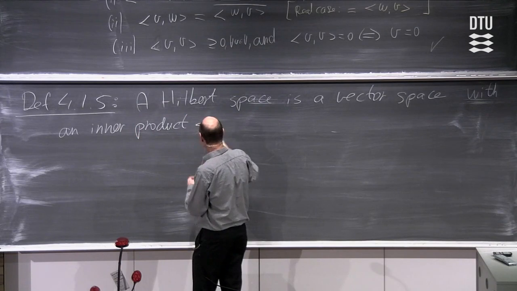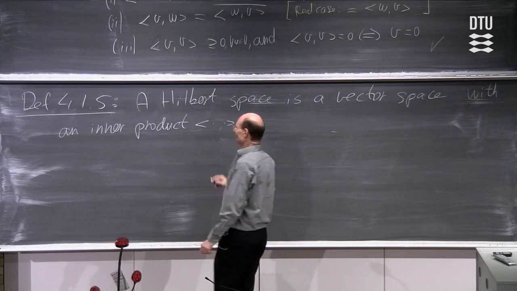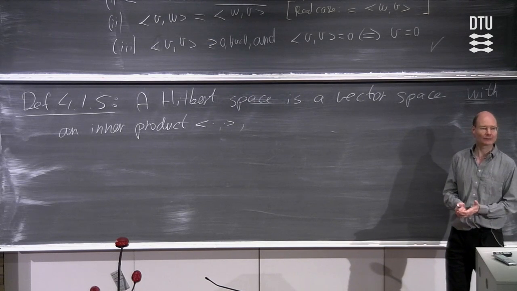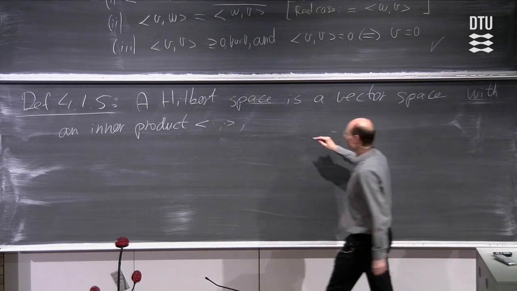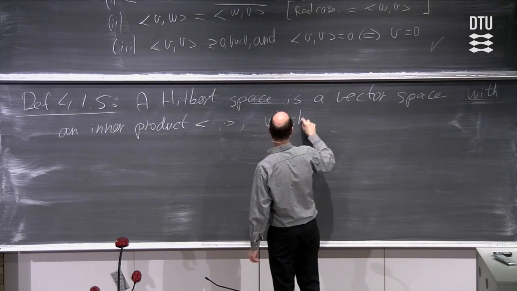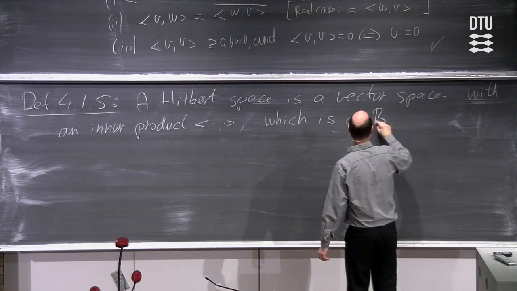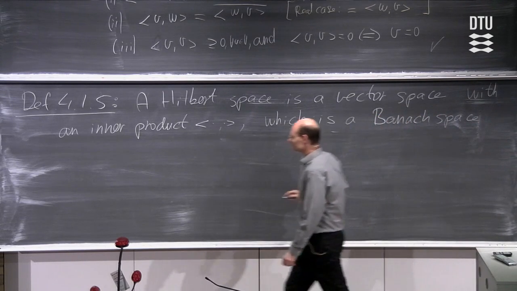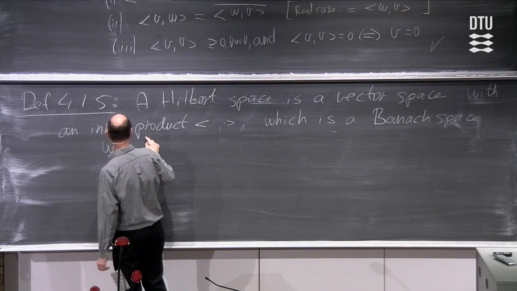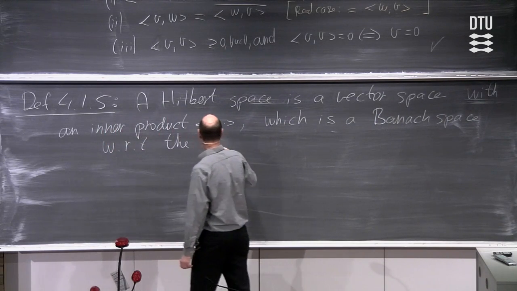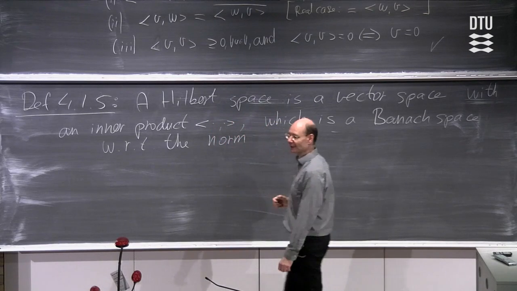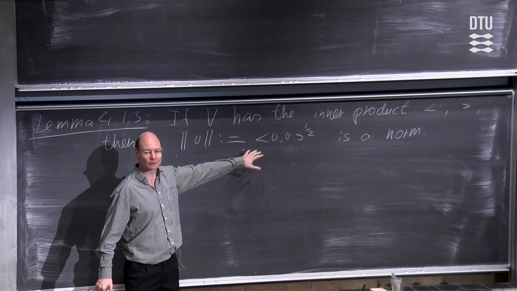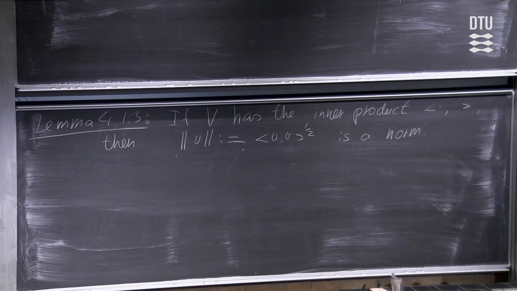So let's write down the notation for the inner product. So we have an inner product, and then the space is forced to be a Banach space with respect to the associated norm. So the associated norm, that's the one that we already found here. This is the one that is just the inner product between v and itself to the power a half.